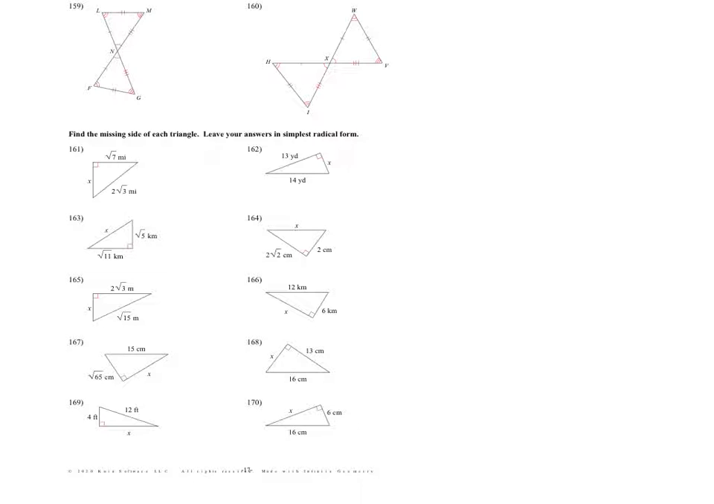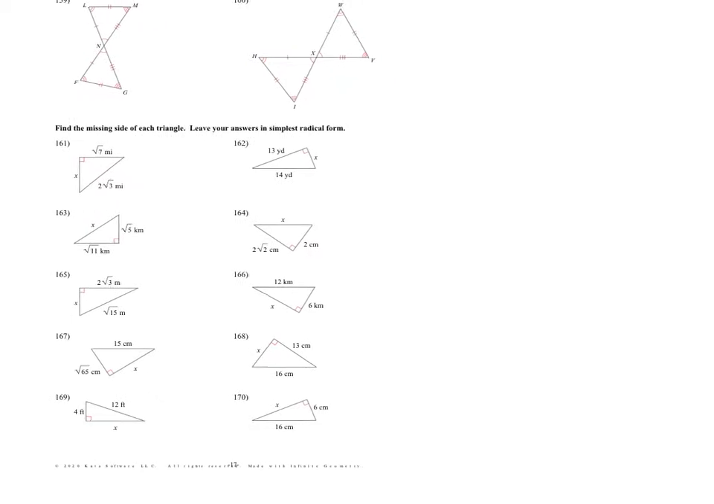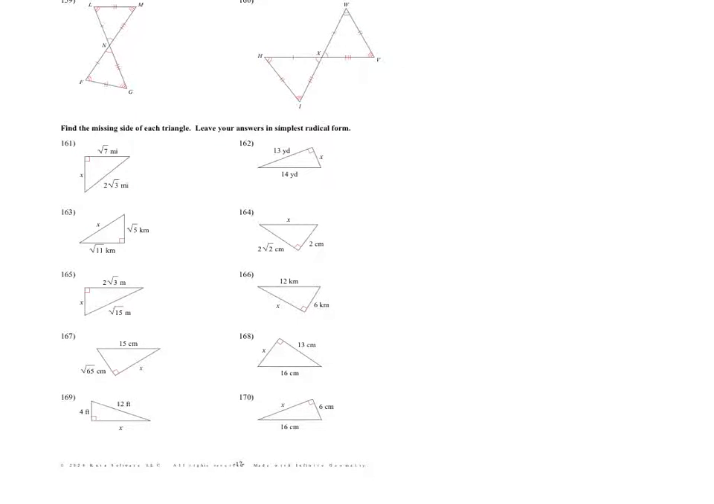In this case, we're working with Pythagorean Theorem, questions 161 through about 170 here. They're wanting us to simplify the radical instead of giving a decimal answer.